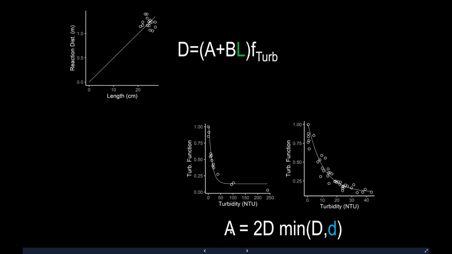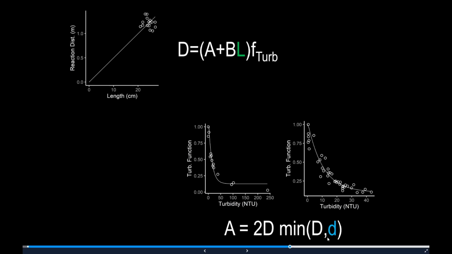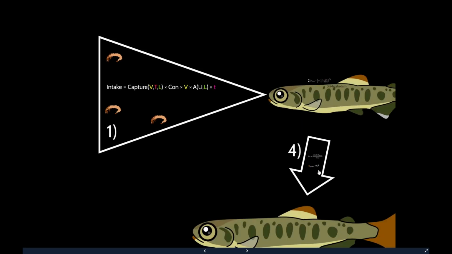And then the area over which the fish scans is taken to be 2 times this reaction distance d, assuming that d is not deeper than the depth of the water, otherwise the depth of the water, seen here as little d, takes over.